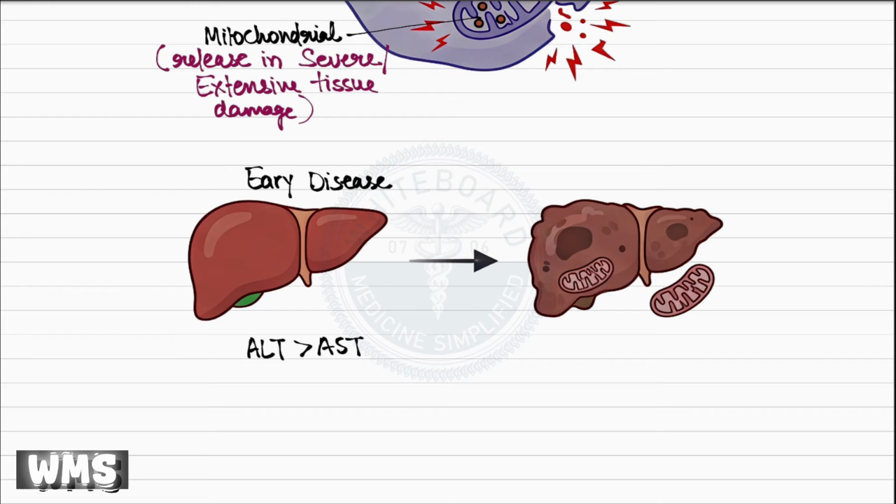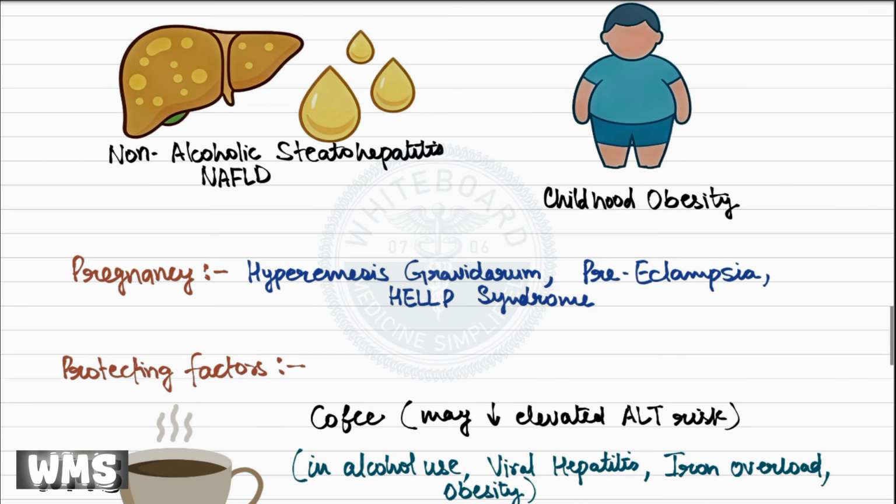So it is important to note that in early liver disease, ALT is usually higher than AST. But as the disease becomes chronic or progresses to cirrhosis, AST often becomes higher than ALT due to more severe and mitochondrial damage. So AST may become more prominent as the disease progresses. Similar to ALT, AST can also be elevated in pregnancy-related conditions such as hyperemesis gravidarum, preeclampsia, and HELLP syndrome, usually showing mild to moderate elevations which tend to improve after delivery.